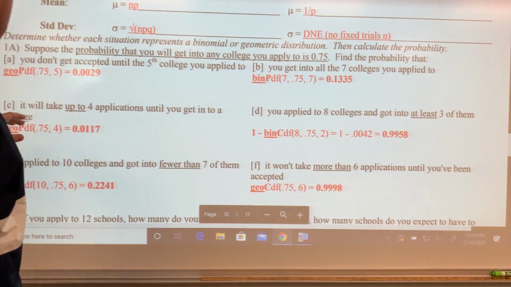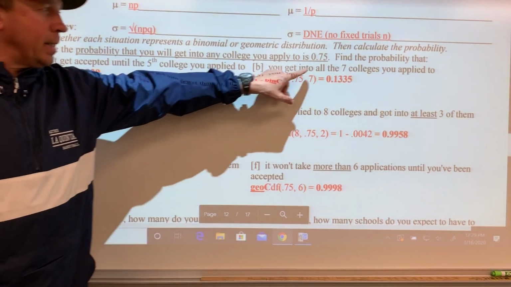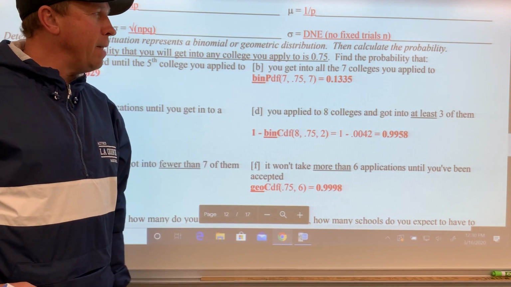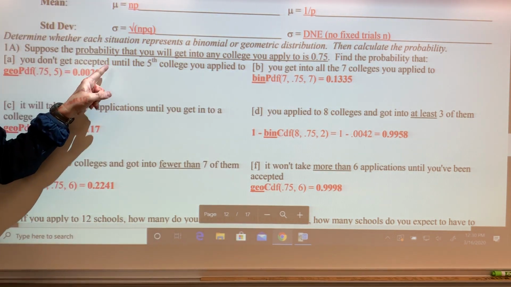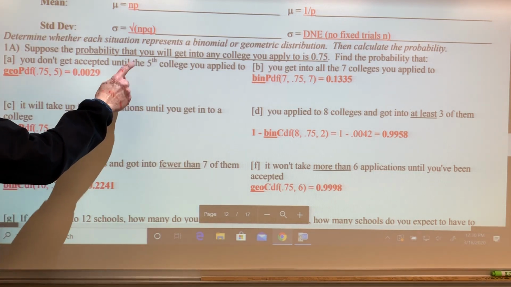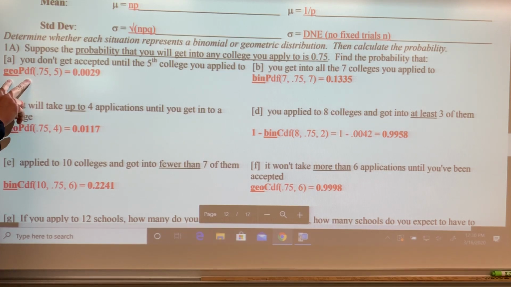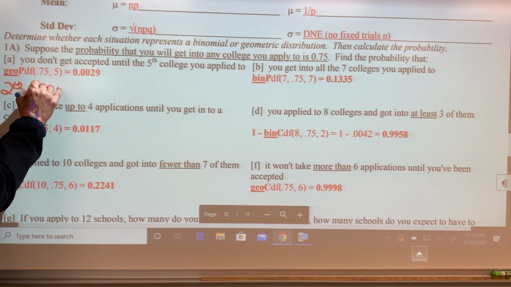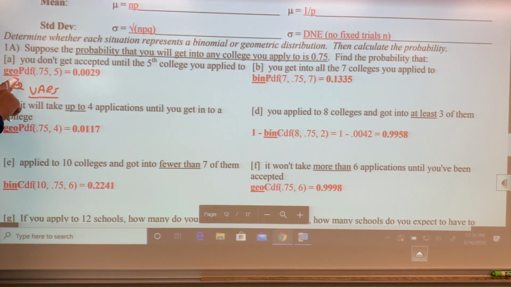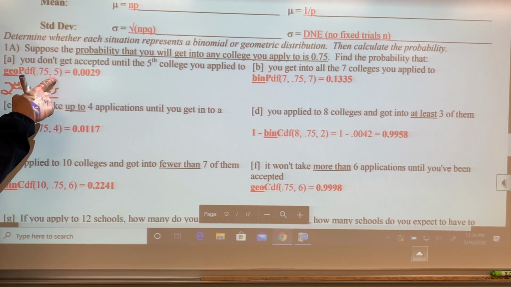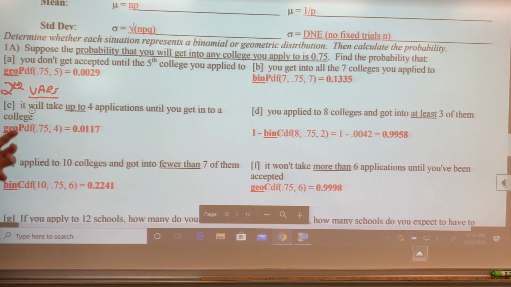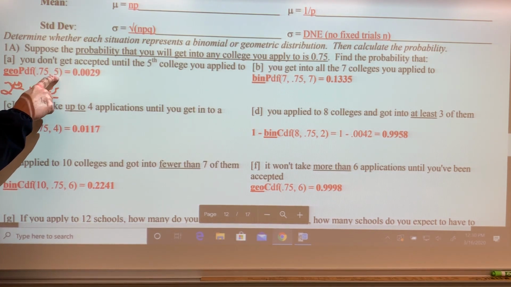Here we go. Suppose the probability of getting accepted to a college is 75%. Find the probability that you don't get accepted until the 5th college. This is the geometric distribution, not a binomial. Here is one way to do it on your calculator. Second vars, or second distribution. Geometric PDF, type in the probability of success, 0.75, comma, then 5. You don't type in the number of trials because it doesn't exist. You type in when you want to see your first success.